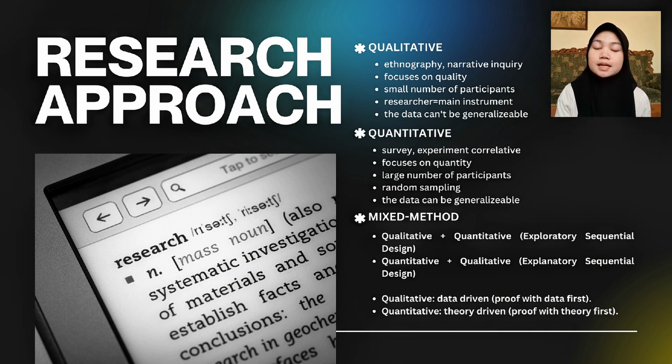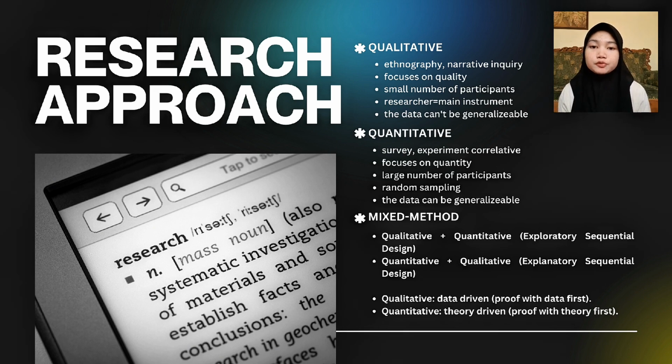Then the researcher uses random sampling to decide the participants and the data of the research can be generalized. Then the last approach of research is mixed method, like classroom action research and research and development. The first is qualitative first, then followed by quantitative. It is called exploratory sequential design. The second is quantitative first and then followed by qualitative. It is called explanatory sequential design. If qualitative is first, it starts with data first. If quantitative is first, it starts with theory first.